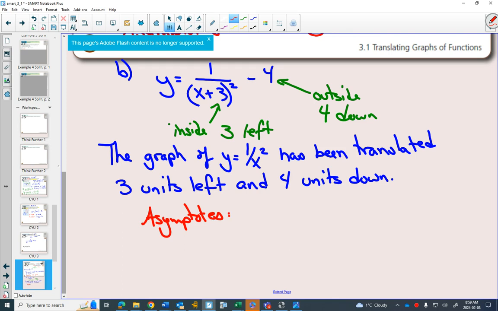And so our vertical asymptote, that's straight up and down. A straight up and down asymptote will only get changed if you move it left and right. And I am moving 3 units to the left. So that asymptote will shift over to x equals -3. And my horizontal asymptote at y equals 0 only changes if I shift it up and down. And I'm going 4 units down. So that one is going to change to y equals -4.